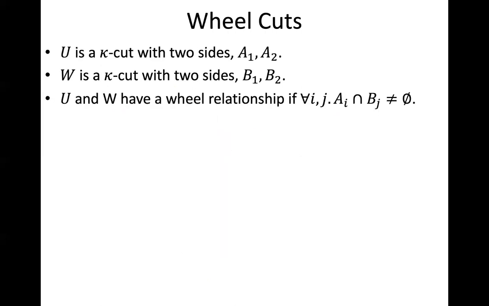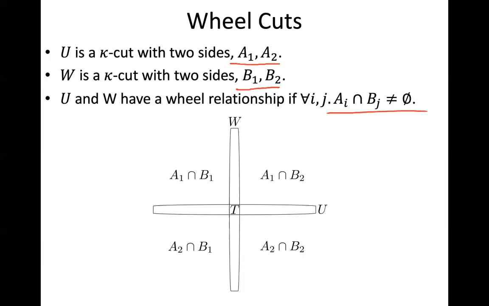Okay, wheel cuts are a different category. So wheel cuts apply when, let's say, U separates the graph into 2 sides, A1 and A2. W is a cut that separates the graph into 2 sides, B1, B2, and all 4 of these intersecting sets are non-empty. So the picture looks something like this, where U and W intersect at some set T, but the 4 quadrants in these separation sets are all non-empty.